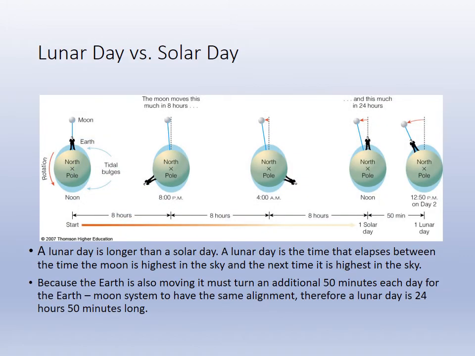So when you're talking about a semi-diurnal tide, which is twice a day, it's 12 hours and 25 minutes between cycles. When you're talking about a diurnal, it's 24 hours, 50 minutes.